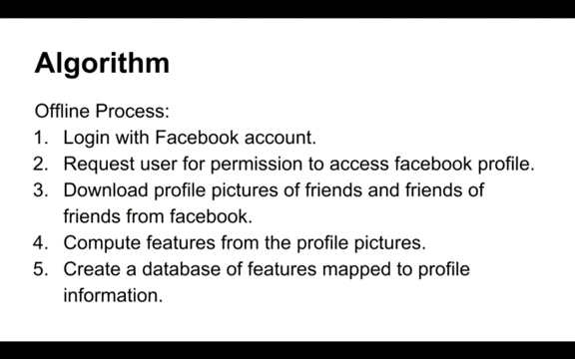So the algorithm to do this kind of face identification is as follows. When you first download the app, it requests you to log in with a Facebook account and requests your permission to access your profile pictures. It downloads your profile pictures, your friends' and friends of friends' profile pictures, which are public, and then computes features from these profile pictures. Alternately, it could also compute an image embedding from these pictures, which is a different way of classifying them. And finally, it creates a database of these features.